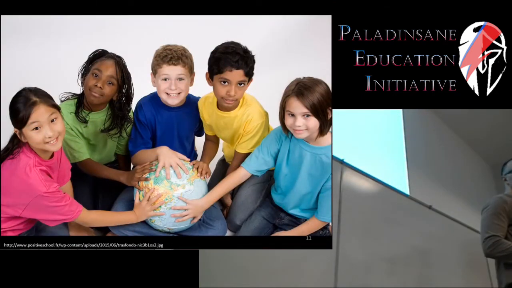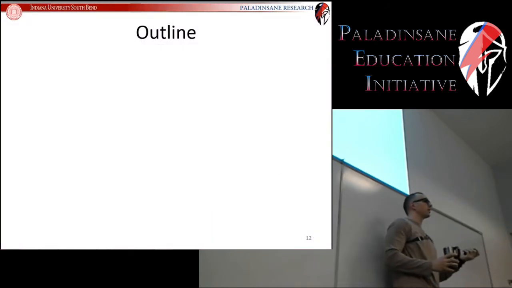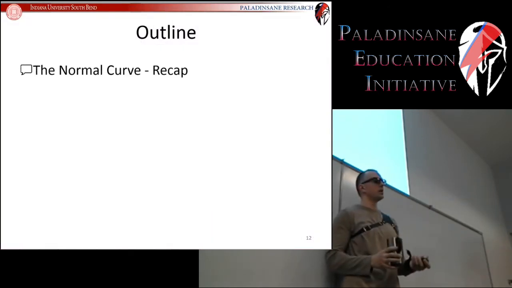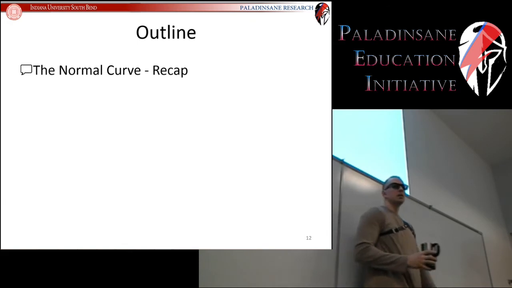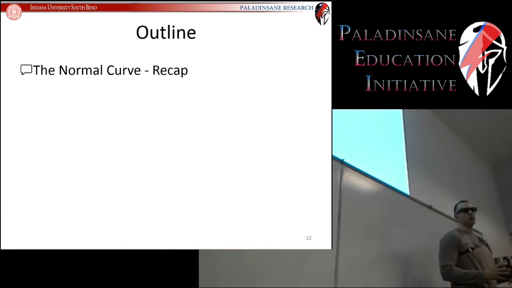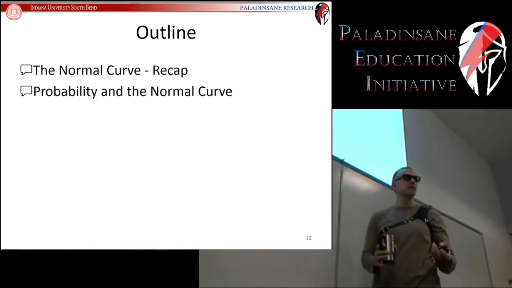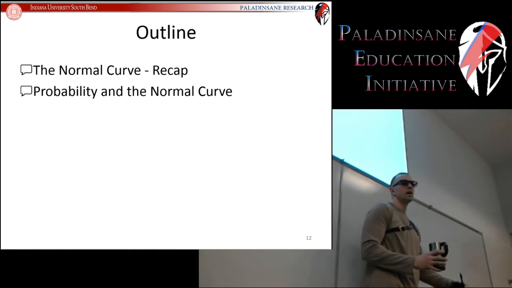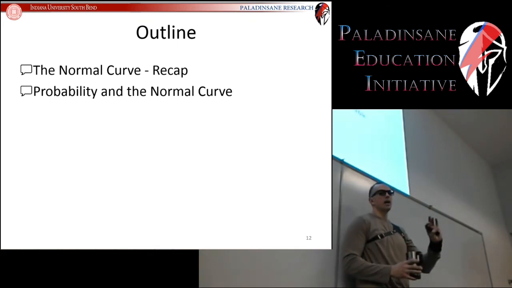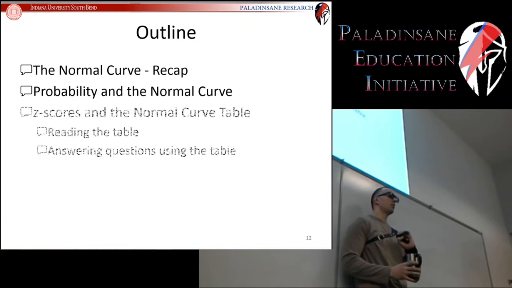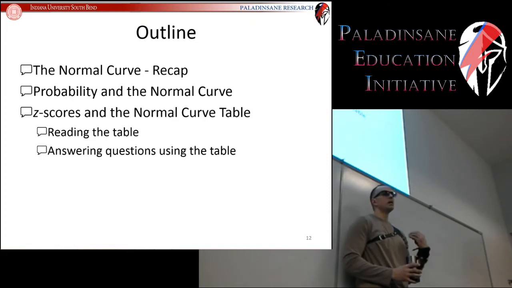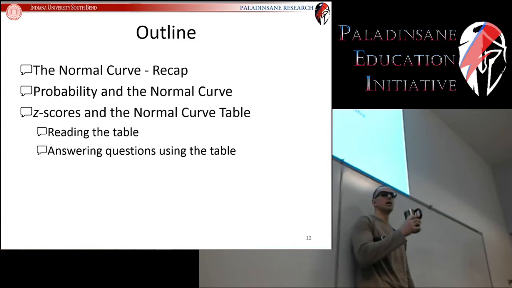We're going to have a very brief normal curve recap, just to remember the kind of ideas that we brought up last time. Then we're going to take a look at probability in the normal curve. That's where we're going to spend most of our time today. How do you get to probabilities using that normal curve? And we're going to look at how we're going to use z-scores for that, what the normal curve table is, how we read it, and how we answer questions using the table. And that's our plan for today.